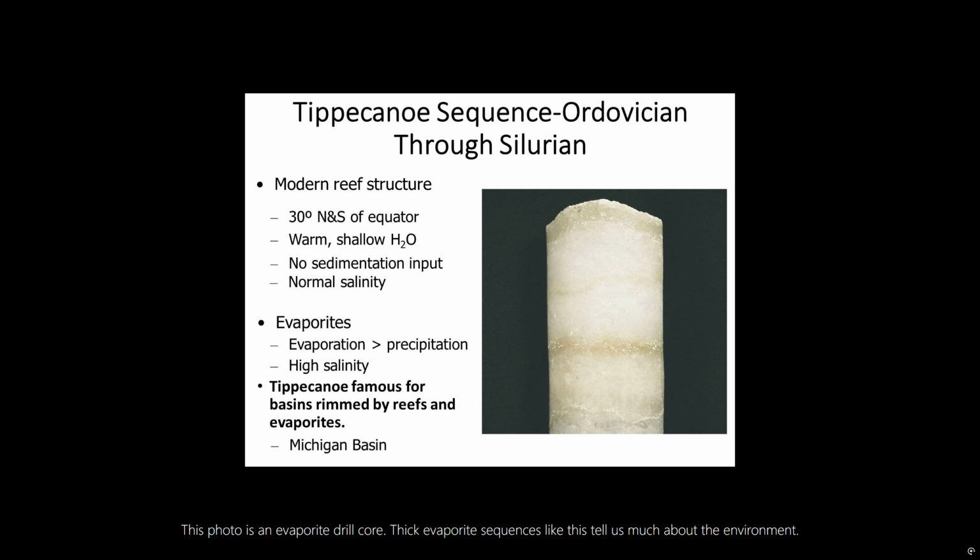A prime example of one of these basins is the Michigan Basin. This photo is an evaporite drill core. Thick evaporite sequences like this tell us much about the environment. In the case of the Michigan Basin, the evaporites are located in a basin surrounded by barrier reefs. The reefs restricted the flow of fresh seawater into the basin, where evaporation in a hot climate allowed the water to become saturated with salt and salt deposition to occur.